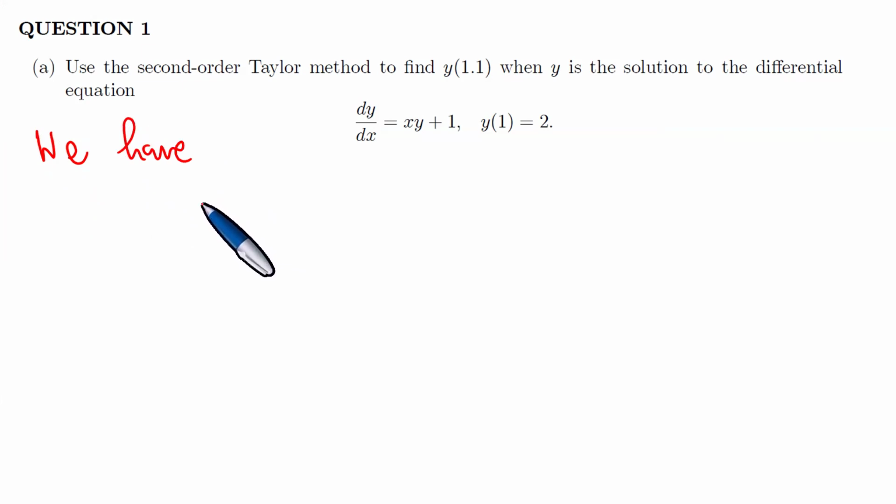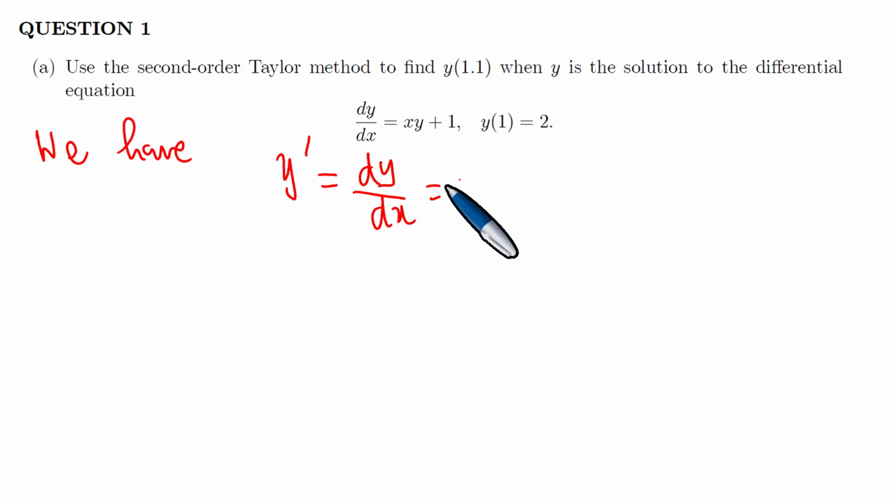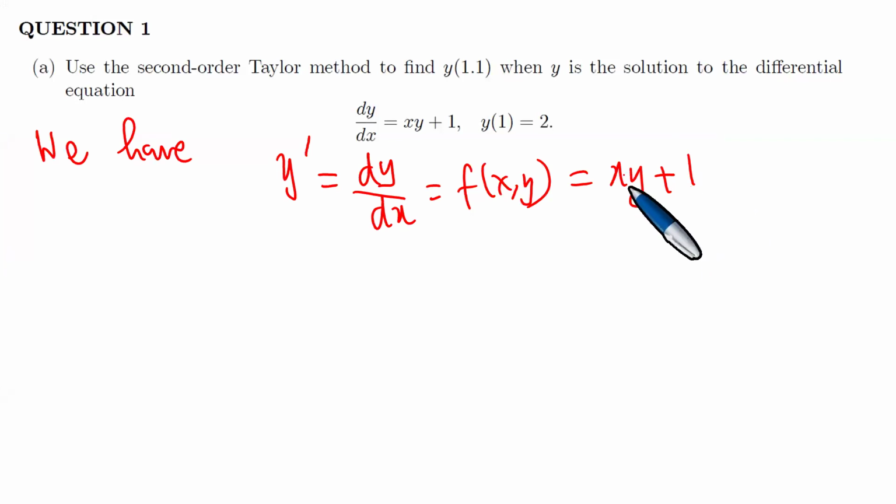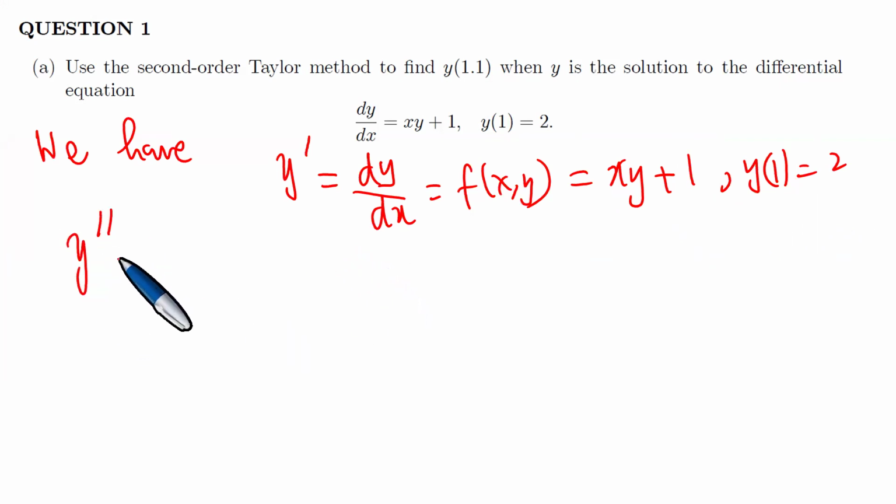First things first, we realize that what we have is y prime, which is dy/dx. This becomes a multivariable function, a function f of two variables, f(x, y) equals xy plus 1, given y at 1 equals 2, an initial value. Now y double prime. In line with the second order, we are going to find the second derivative because we want to deal with the second order.